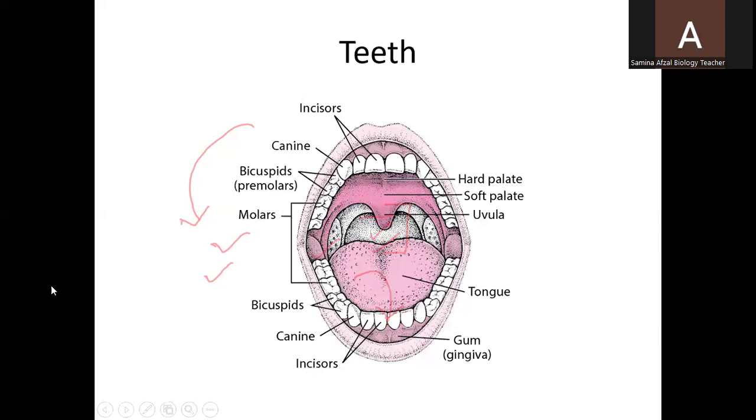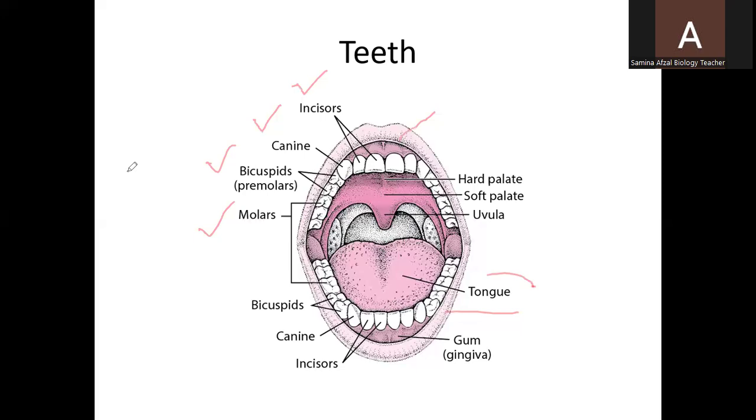Now on screen you can see the buccal cavity, the mouth. Our gums have teeth embedded in them. The upper jaw and lower jaw both have the same types of teeth arranged in a specific manner. The front teeth are called incisors, next canines, premolars, and molars.